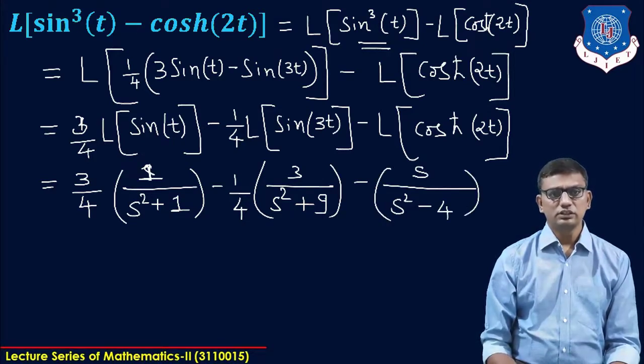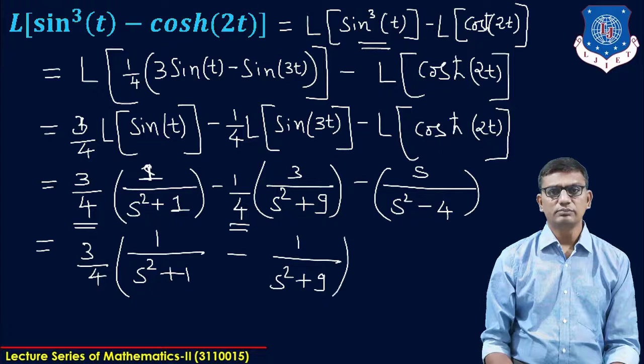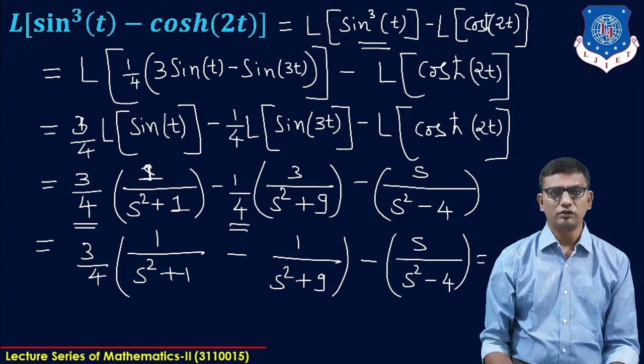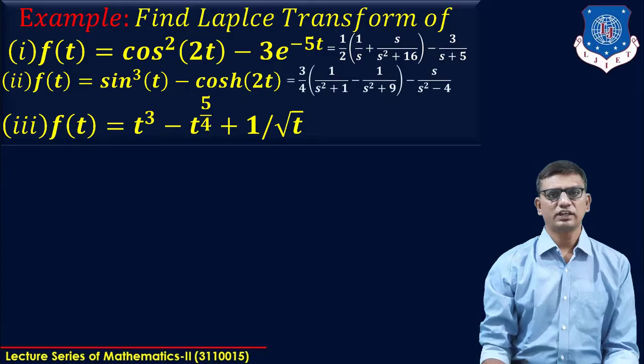Now we simplify and we take 3 by 4 common from the first two terms, then we get 3 by 4 into 1 upon s square plus 1 minus 1 upon s square plus 9 minus s upon s square minus 4, which is our Laplace of sin cube t minus cos hyperbolic 2t, which is phi of s. So here we have the answer of the second question.